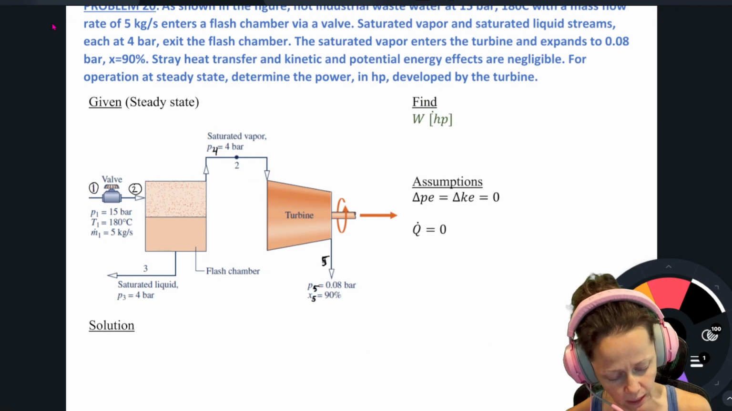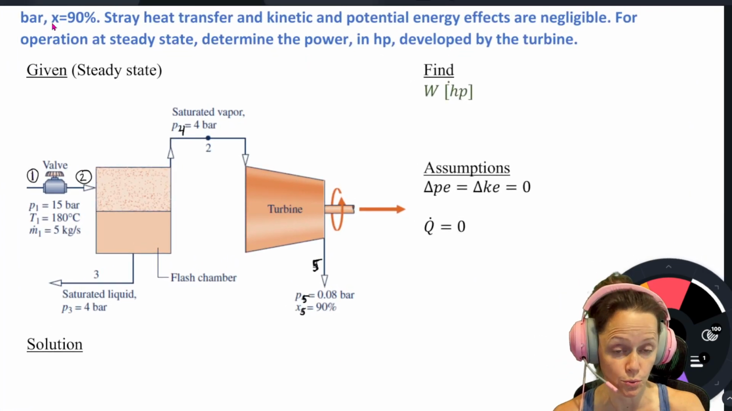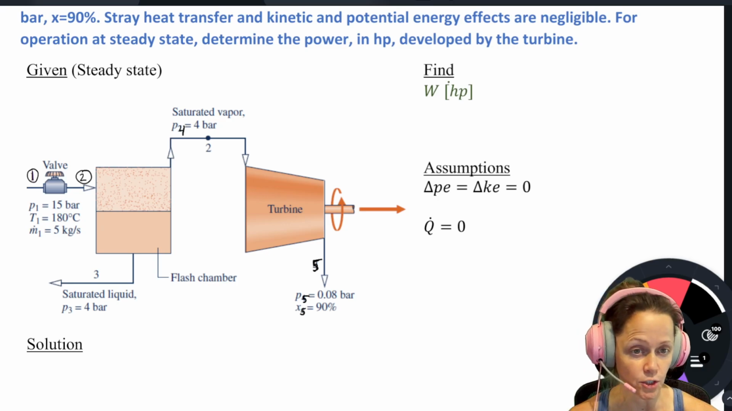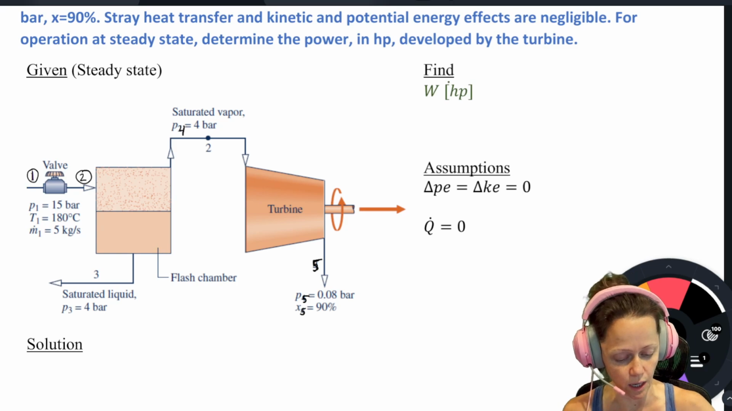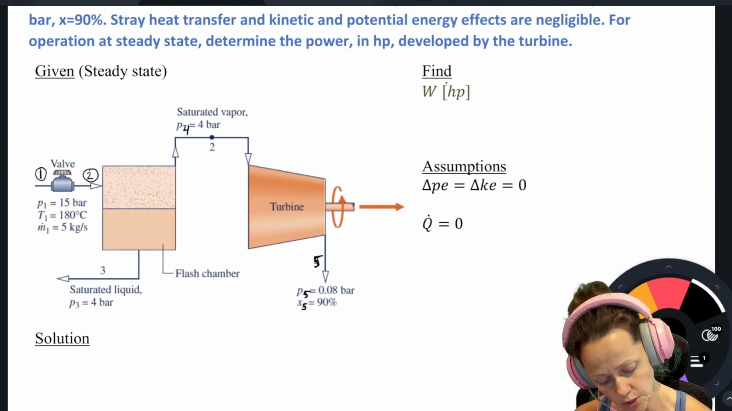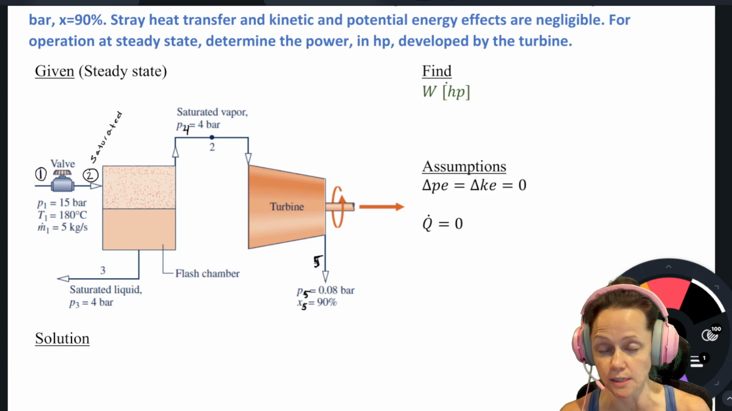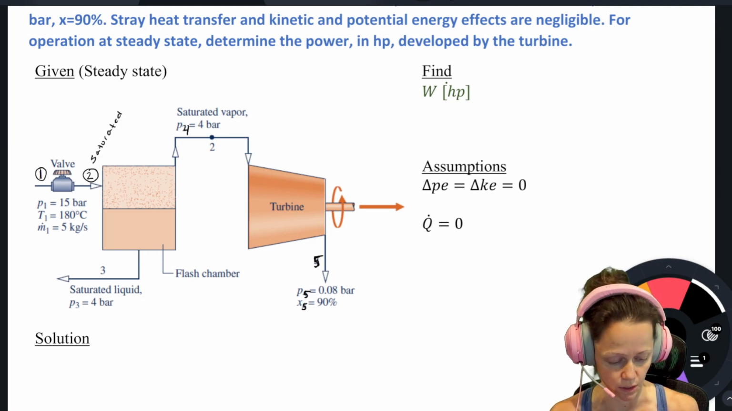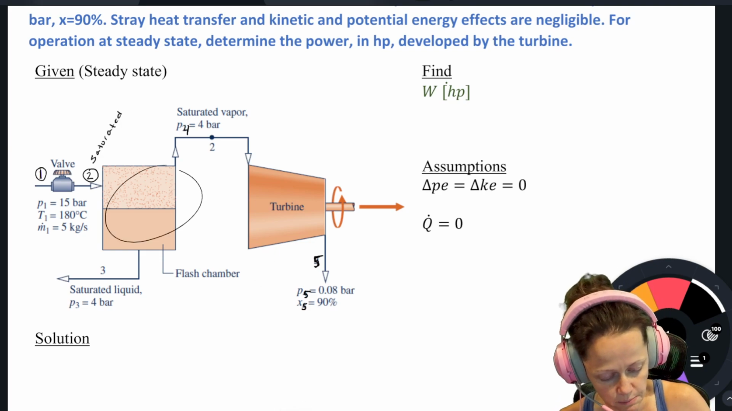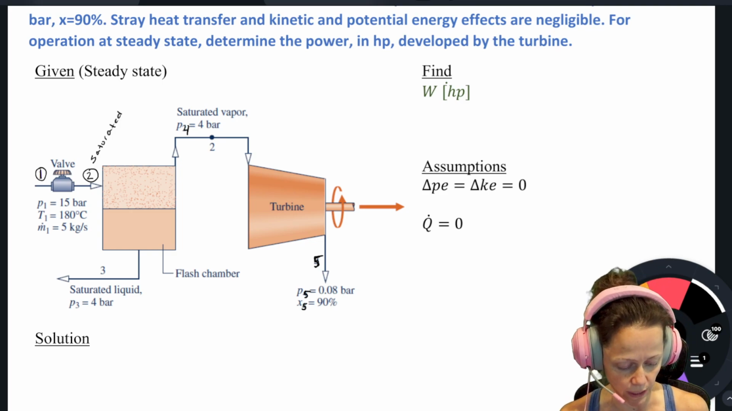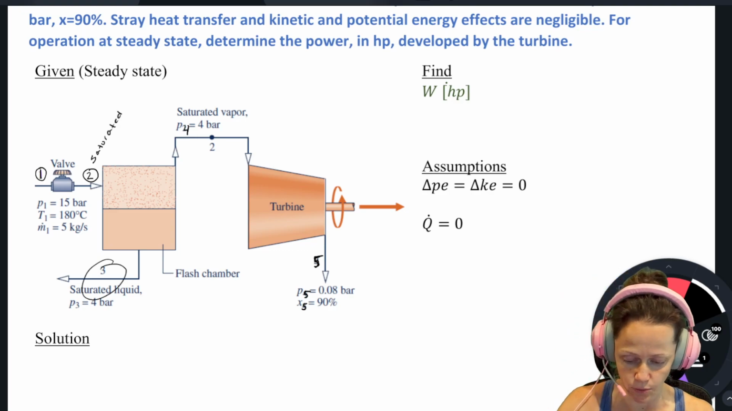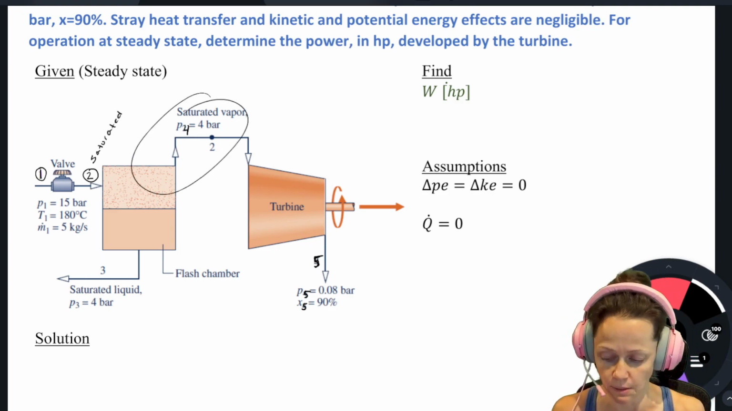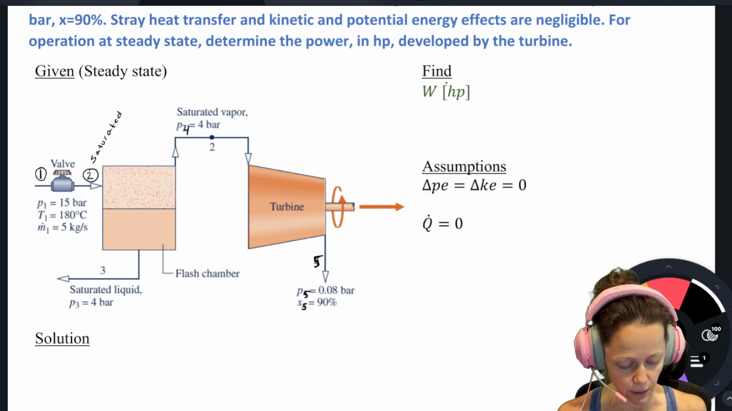So we've got things coming in at one, going through a valve, and then it enters this flash chamber. So the job of the flash chamber is to separate two phases. What comes in at state two is saturated, which means that it's got two phases. Part of it's a saturated liquid, part of it's a saturated vapor. And the flash chamber, this box here, is going to separate those two phases, right? So the saturated liquid portion is going to come out at state three, and the saturated vapor portion is coming out at state two. That's all it does, okay?